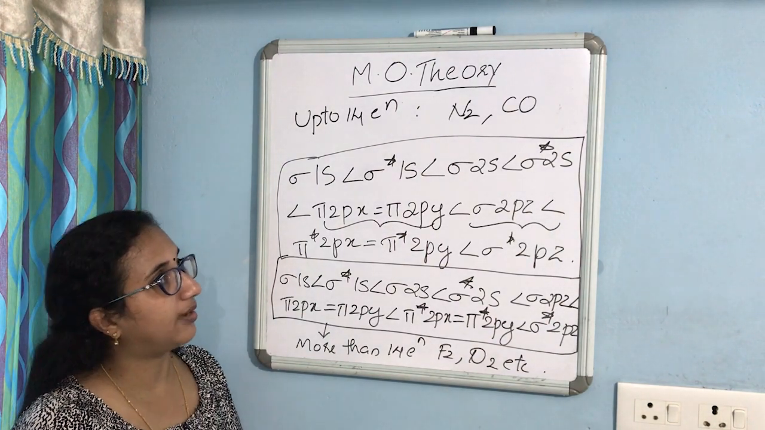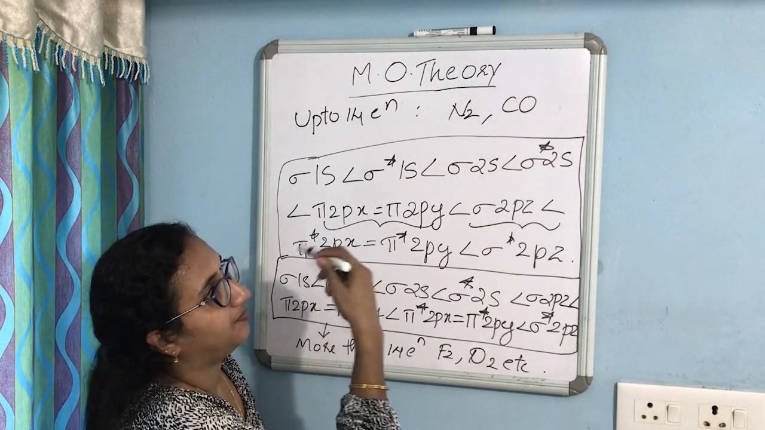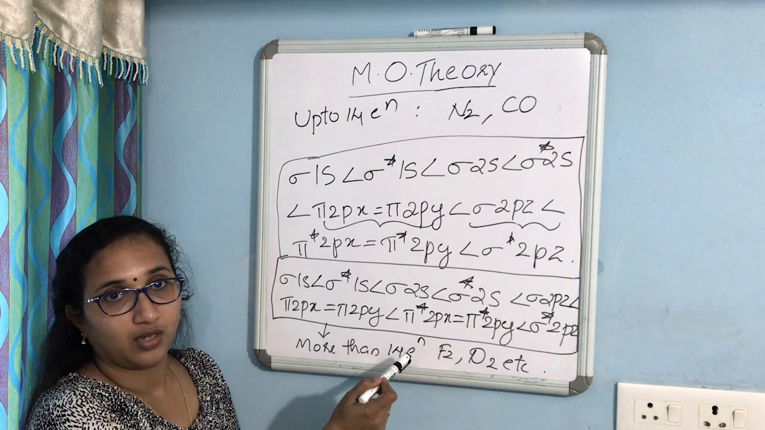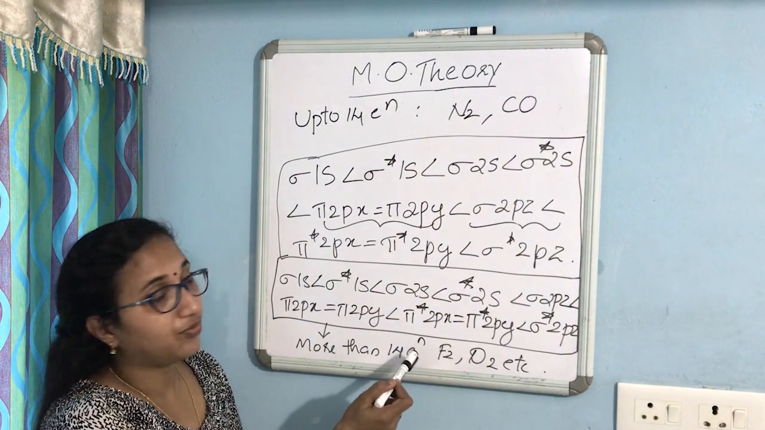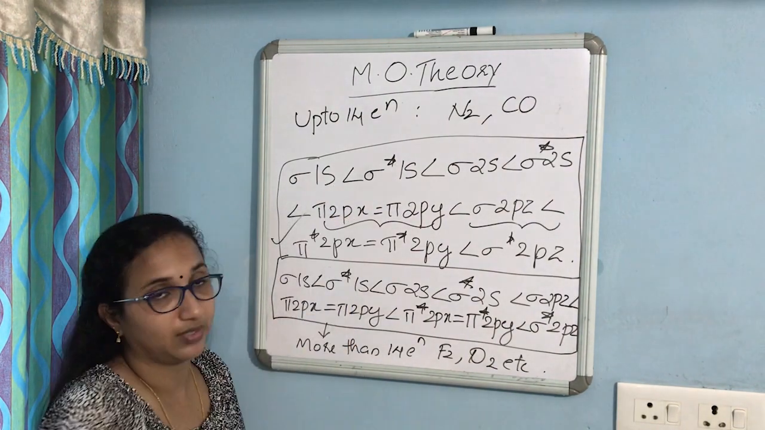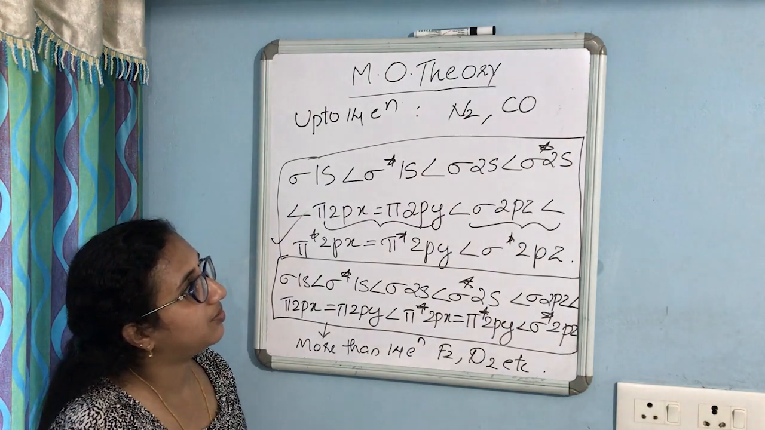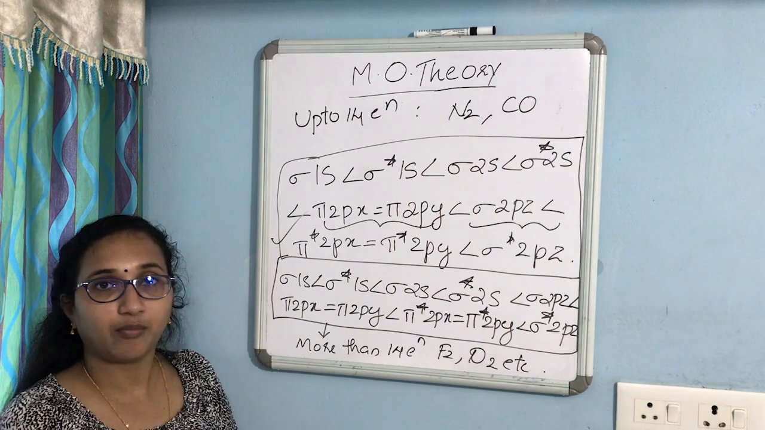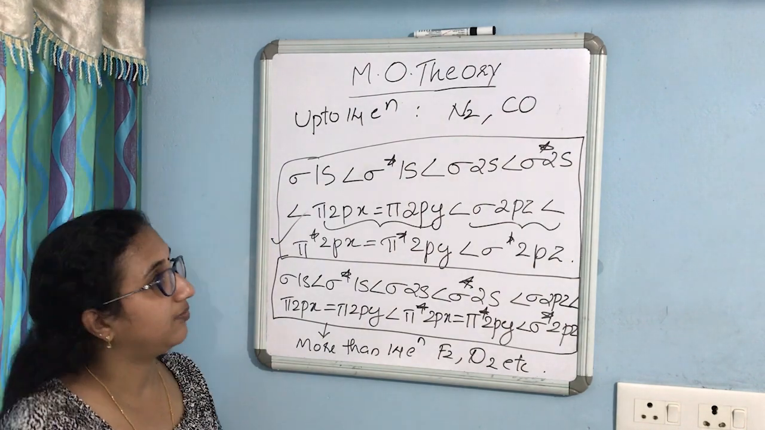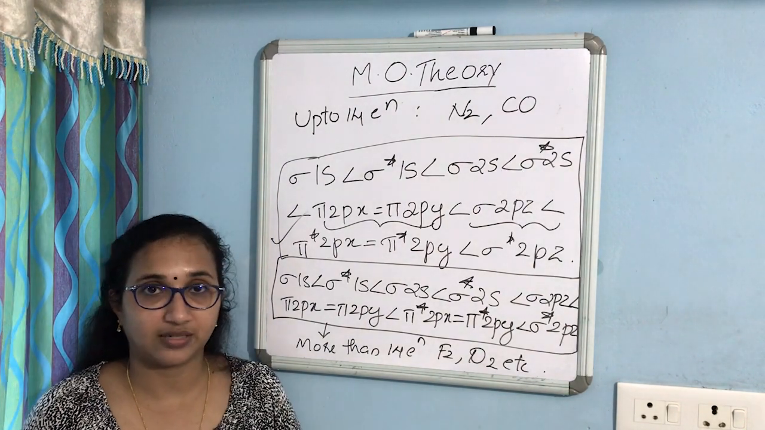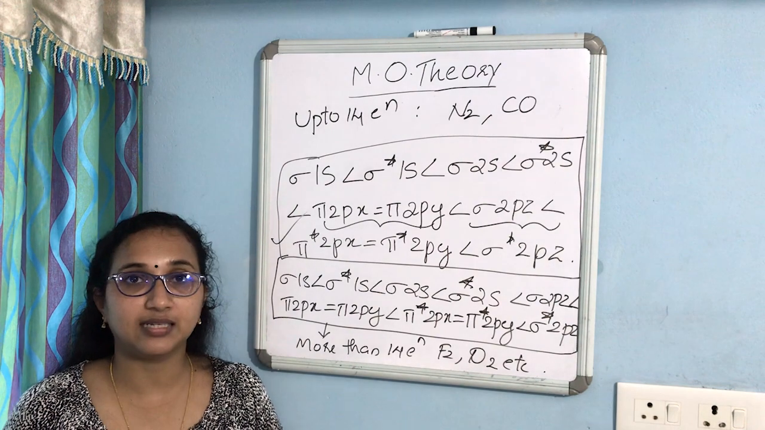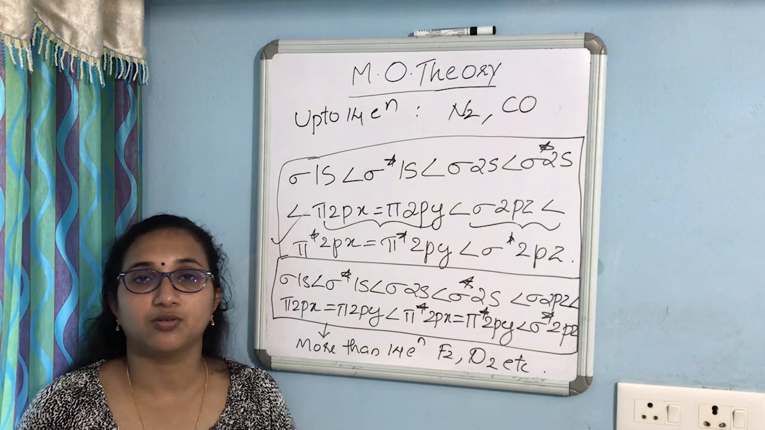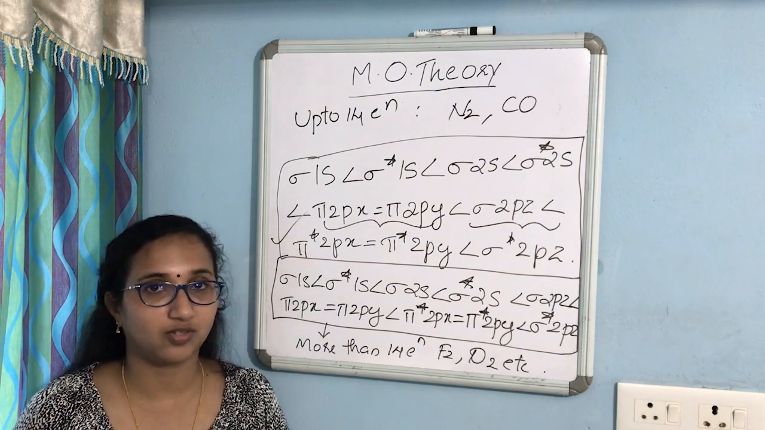So if you know the total number of electrons, you can fill electrons according to either of these two configurations. If it is up to 14 electrons, this configuration works, and based on that you can write down the MO configuration. After writing the MO configuration, we can predict many things about the molecule and the covalent bond using this MO theory. Those things we can discuss in the next video.